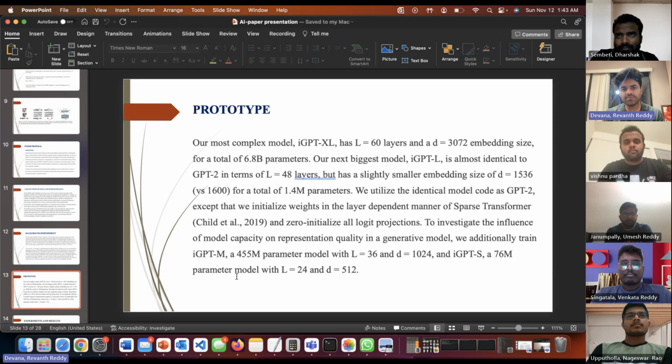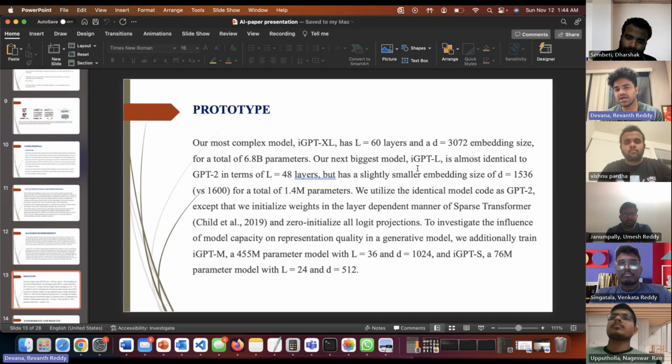Then coming to the prototype, our most complex model, iGPT-XL, has L equal to 60 layers and D equal to this much value, embedding size, for a total of 6.8B parameters.